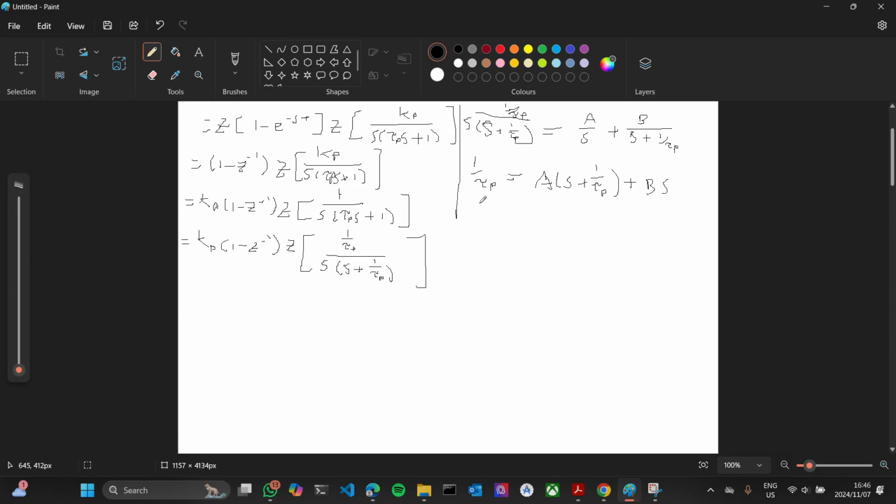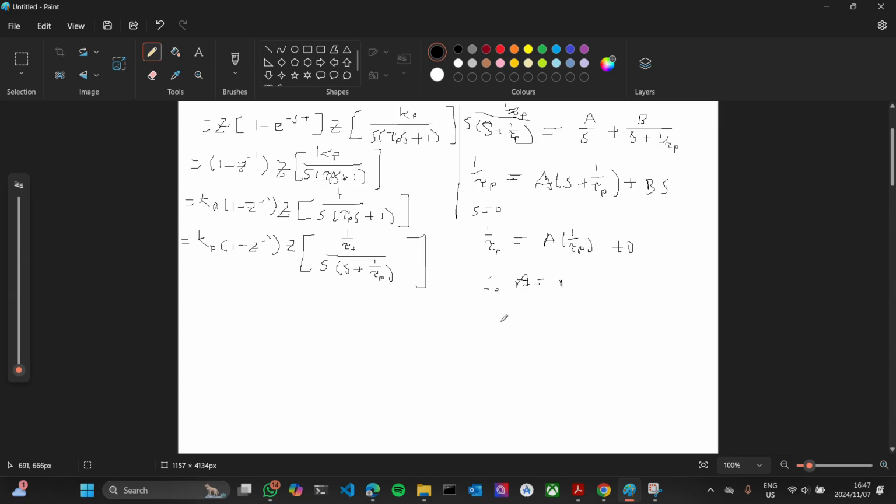Now, carrying on with the process of finding our constants, we're going to evaluate s being 0 and s being negative 1 over tau p. So first, for s being 0, you have 1 over tau p, which is equal to A times 1 over tau p plus 0. Then to get A by itself, we just multiply both sides by tau p. Therefore, A is equal to 1.